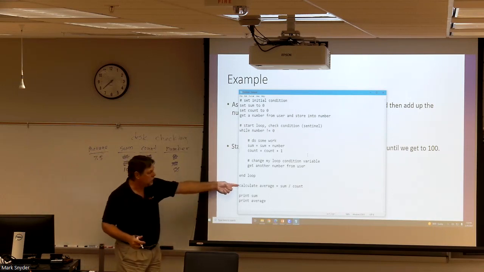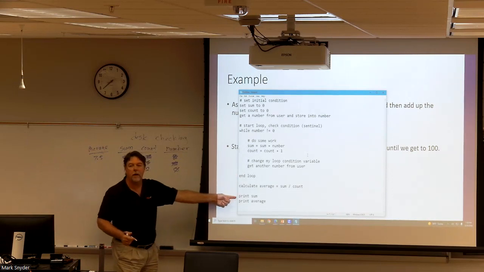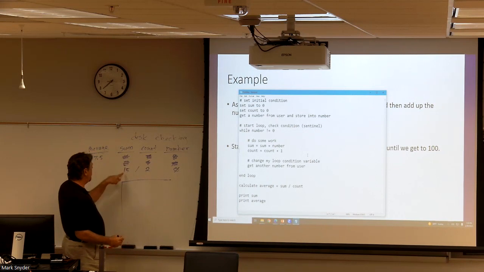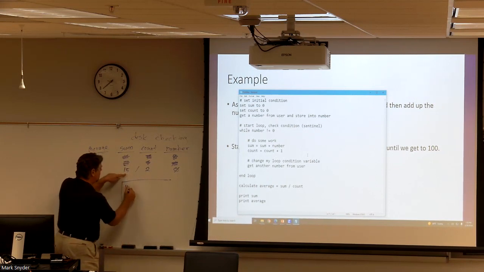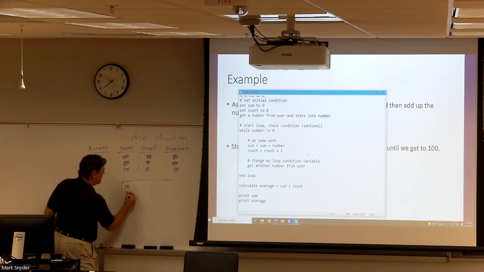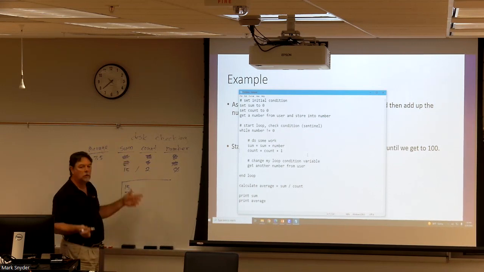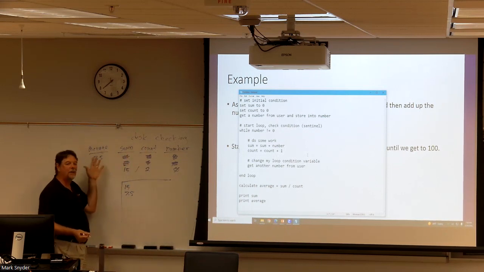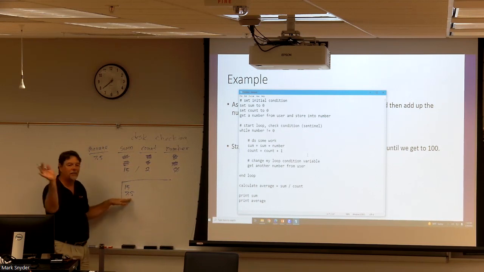All right. Then we say print sum. So we've got our little computer screen here. What does sum have in it? Sum has 15. We're going to print that. And then we're going to print average. Okay. So by walking through the code, manually desk checking, I now understand exactly what's going on inside my program. And I can verify without even having a computer that my logic is right and it's doing the right thing.